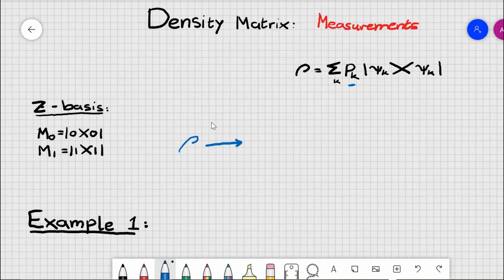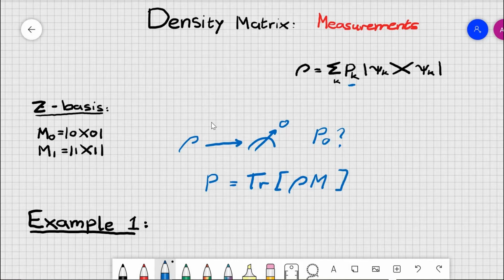Suppose we measure the state ρ and we want to know the probability of a certain measurement outcome, let's say a 0. That probability can be calculated by taking the trace of the density matrix times the measurement operator. So if we want to know p0, we should take the trace of ρ times M0.